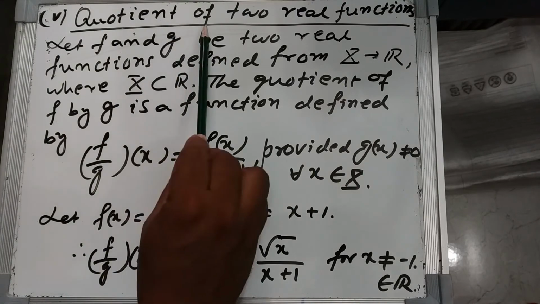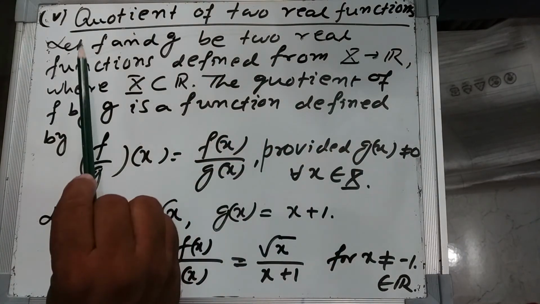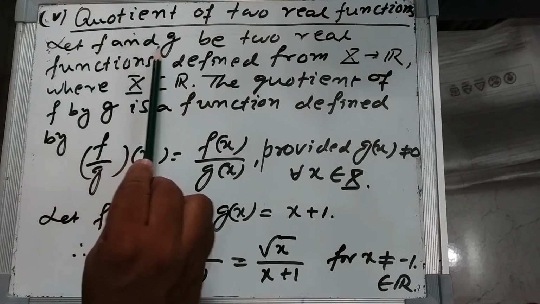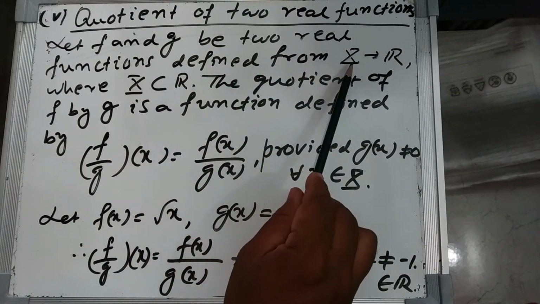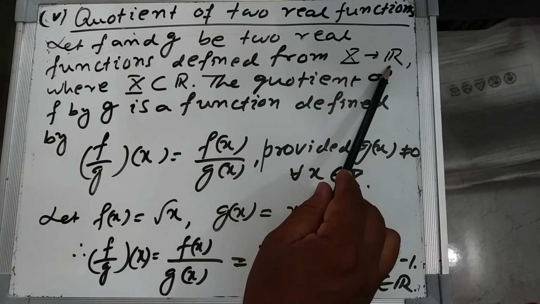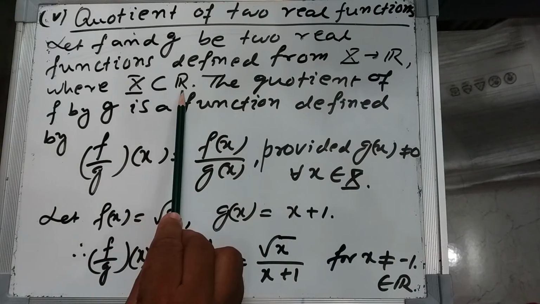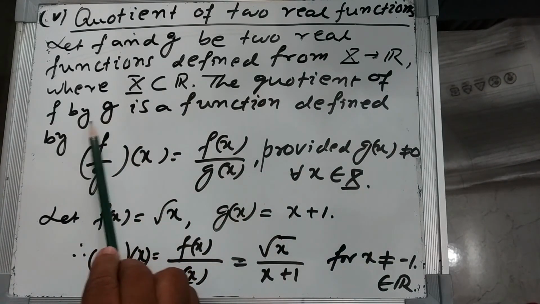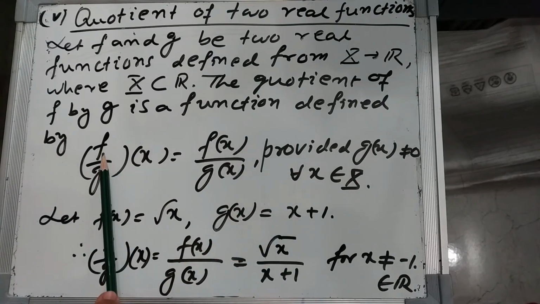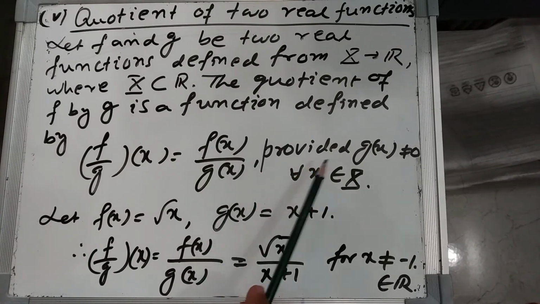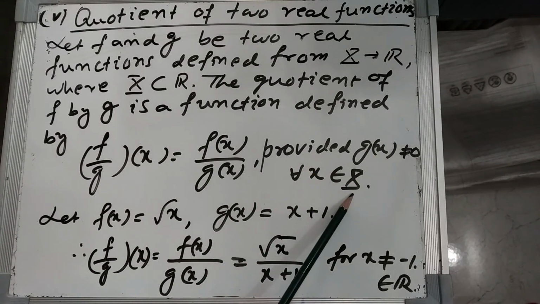Come to quotient of two real functions. Let f and g be two real valued functions defined from the set X to the real set R, where X is a subset of R. The quotient of f and g is a function defined by (f by g)(x) equal to f(x) by g(x), provided g(x) is not equal to 0, for all x in the set X.